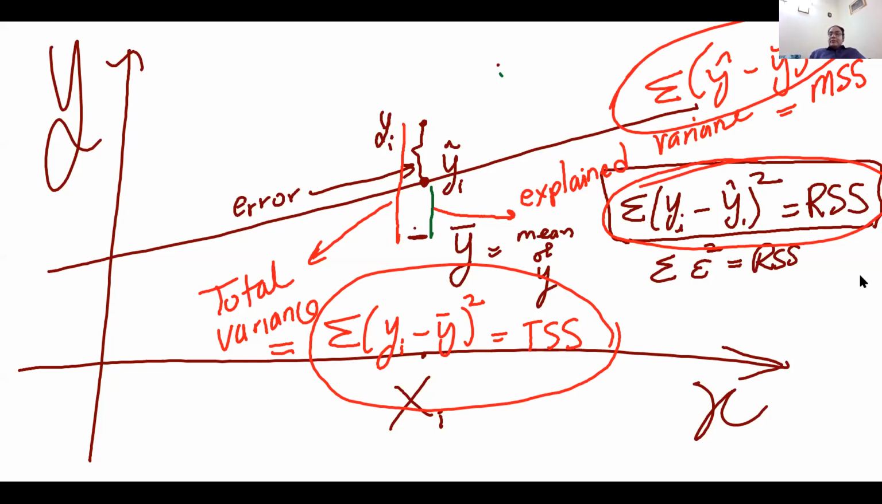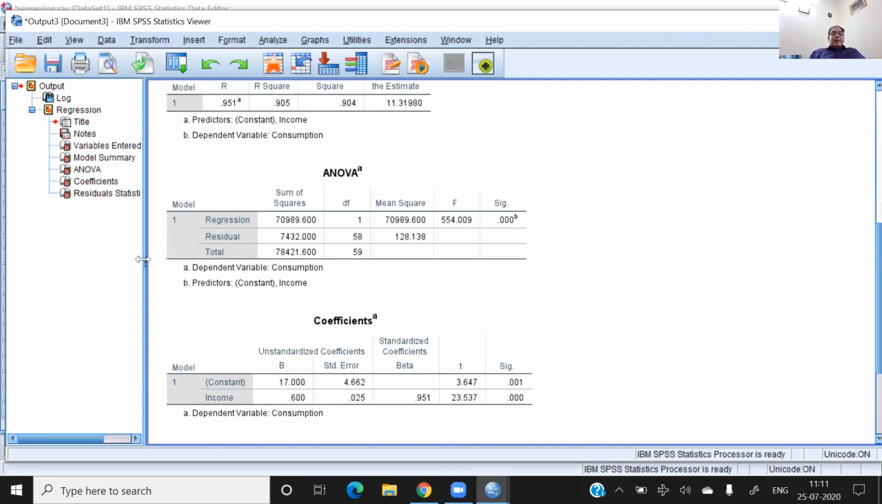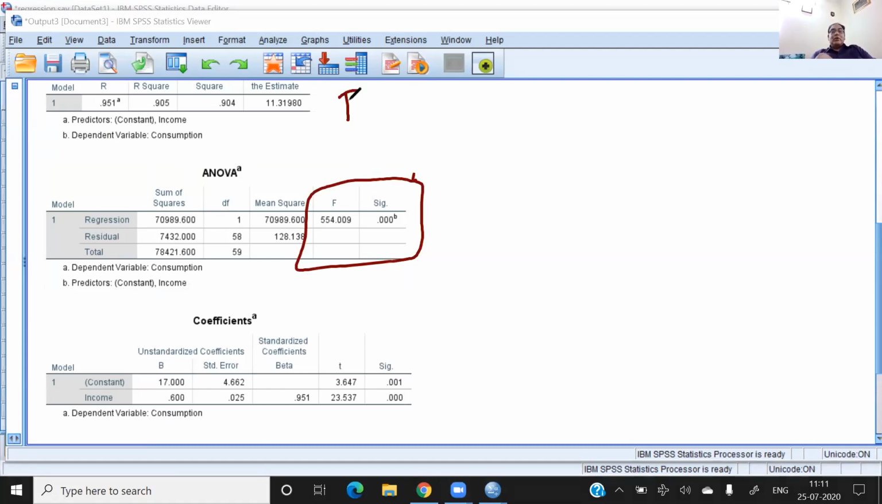In this regression model, we have all the squares. This is total sum of square, this is residual sum of square, and this is regression sum of square. And these sums of squares give the value called F statistic. Now I am going to explain what the F statistic is and what it means. This is very important.